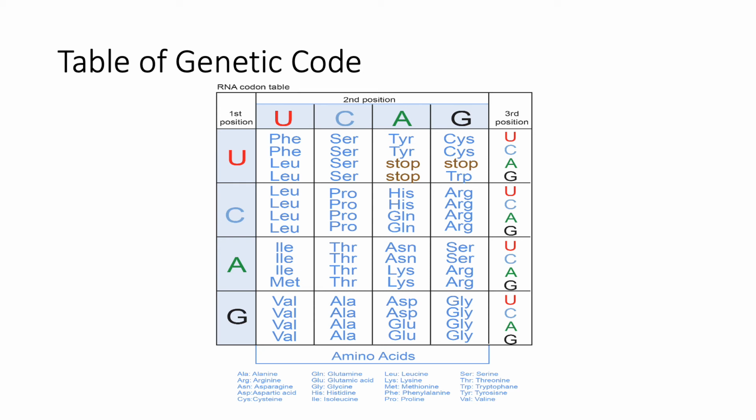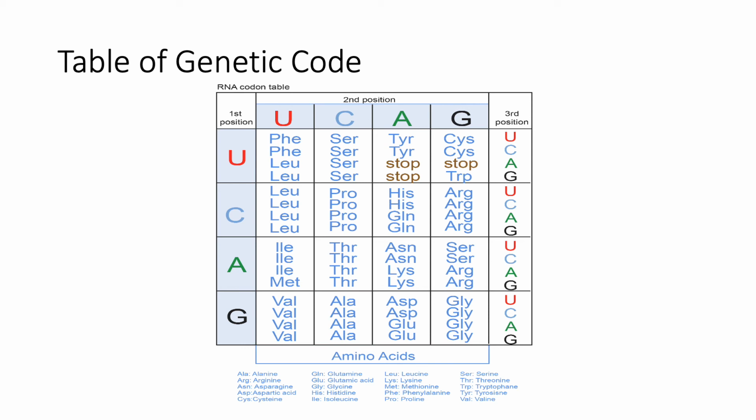Now I want to point out a few things on this table. If you have four nucleotides, and a codon is made of 3 nucleotides, it turns out there's 64 possible ways to generate codons using 4 nucleotides. But there's only 20 amino acids that are used in protein synthesis. So what happens is many of the amino acids can be encoded by more than one codon. If you look at leucine, for example, there's 6 codons that encode leucine.